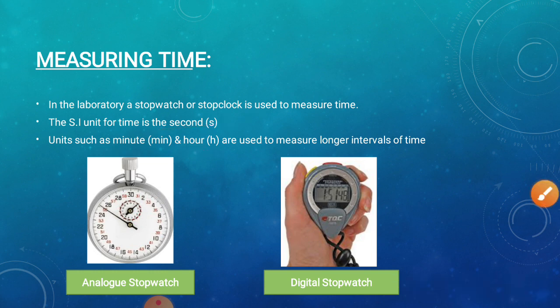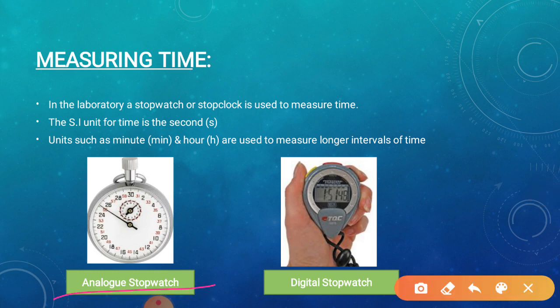So, to measure time in seconds, minutes or hours, what could be used? An analog stopwatch or a digital stopwatch. Both are handheld timepieces designed to measure the amount of time that elapses between activation and deactivation.